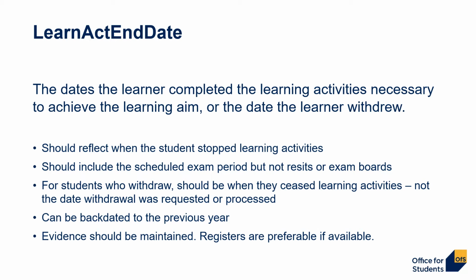So for example, for a student that's on a course that runs until May, June each year, they finish the year, they go off for their summer break, and over that summer break, they decide that they're not going to return to study. Now, the end date that needs to be reported should be backdated into that previous year in the May-June time when they had their last engagement. Now, with everything, evidence should be maintained for the end date that's being returned, and with start date, the most preferable piece of evidence is registers if you have them.